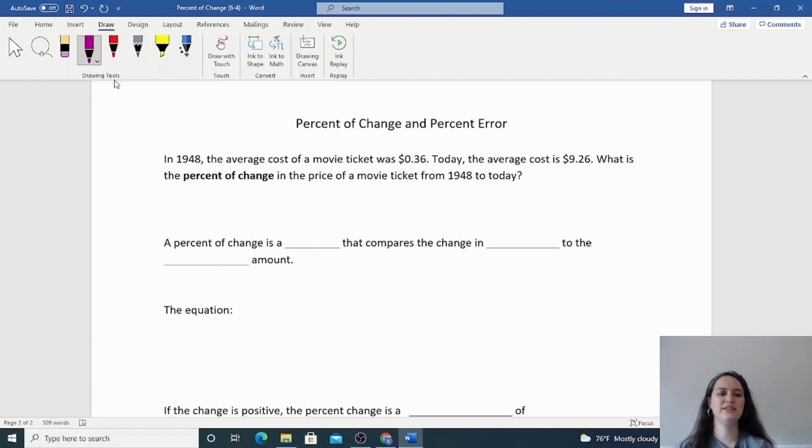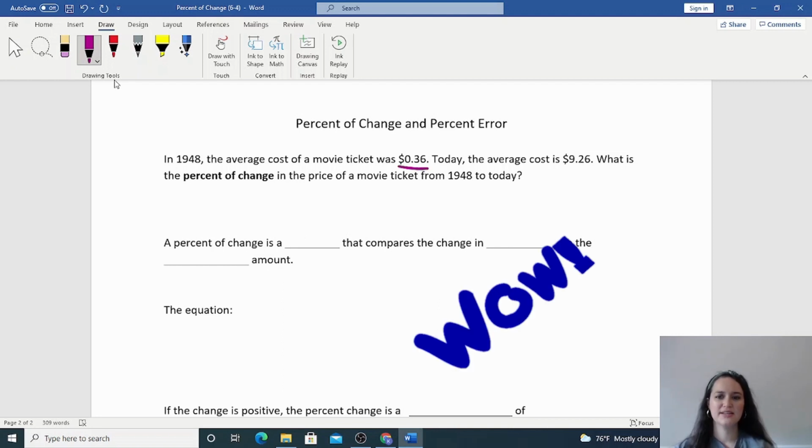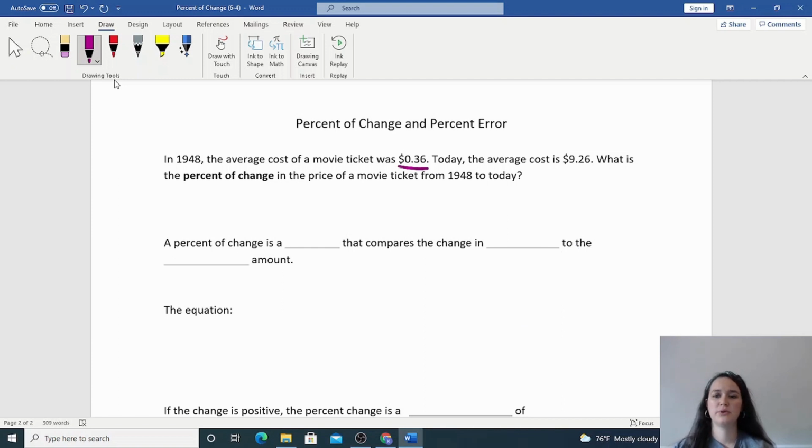So in 1948, and this is real, I looked this up, the average cost of a movie ticket was 36 cents. Wow. Today, and this is a couple years old, the average cost is $9.26. Wow. What is the percent of change in the price of a movie ticket from 1948 to today? So we're going to do that in just a minute, but let's talk about percent of change for a second.